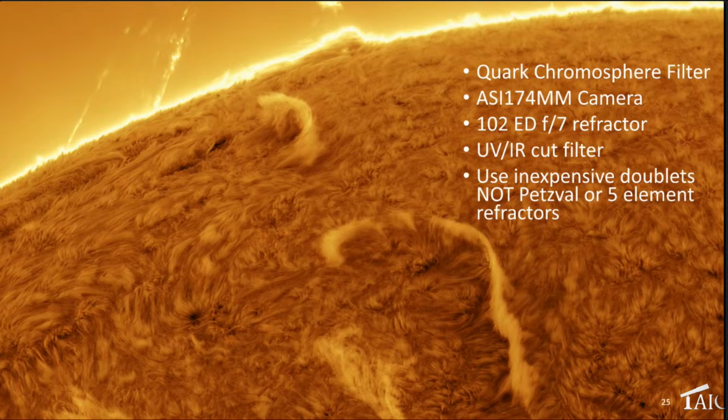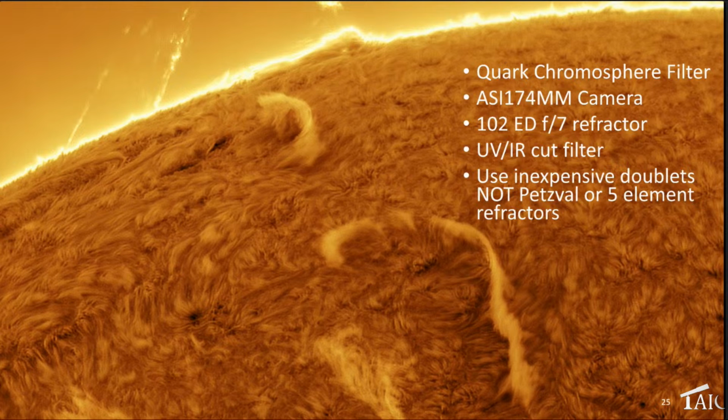One of the things you have to realize is the Quark needs an energy rejection filter. We call those an ERF. So an ERF has to be used with the Quark. If you have 100 millimeter aperture or less, you don't need to have a front mounted ERF. You can just have an ERF in your imaging train.